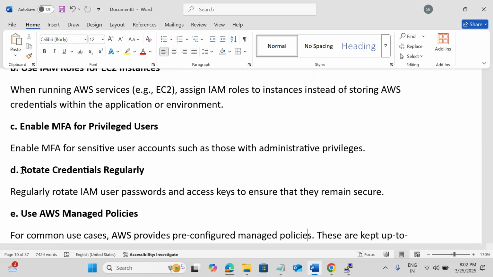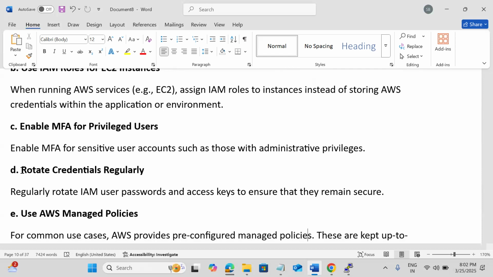What is the advantage of the rotation? Say even if someone steals our credentials, they can't use them. Every company will have a policy that we need to rotate the keys every 30 days or so. That is also one of the best practices, and we definitely need to follow it in our company.